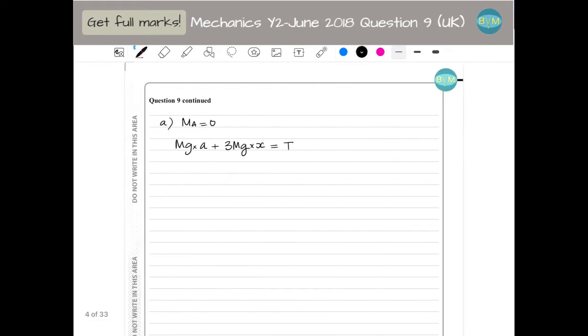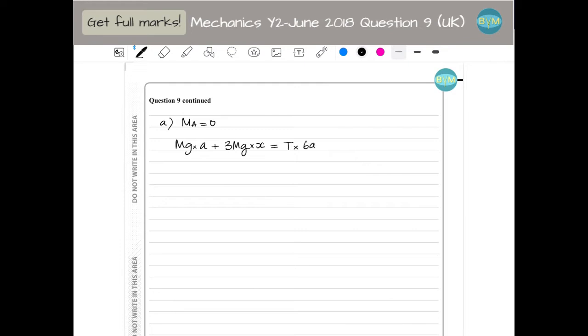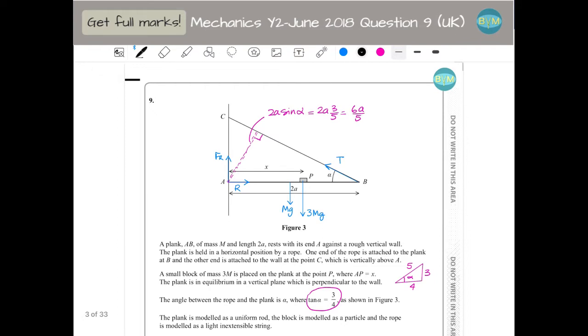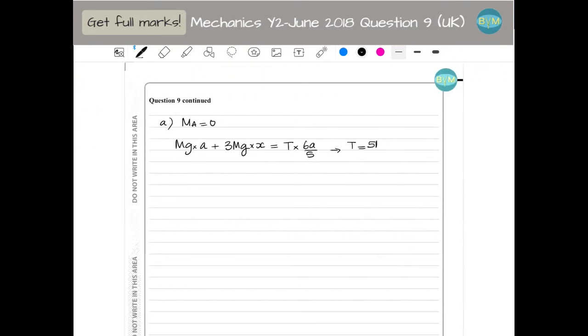So I carry on with my equation. So it's T times, what did I say, 6a divided by 5. And from here I just make T the subject, and then I will get for sure what I had to prove. So 5mg is just making T the subject, mg a plus 3x divided by 6a.